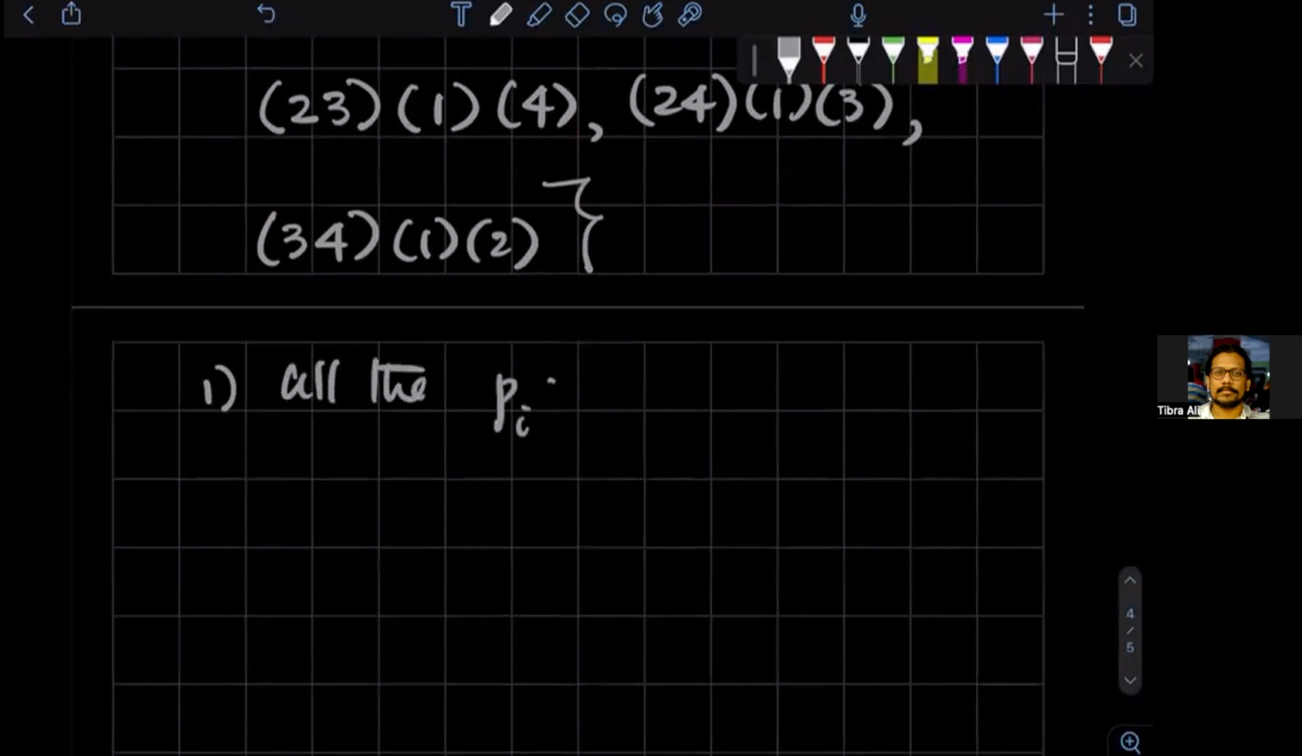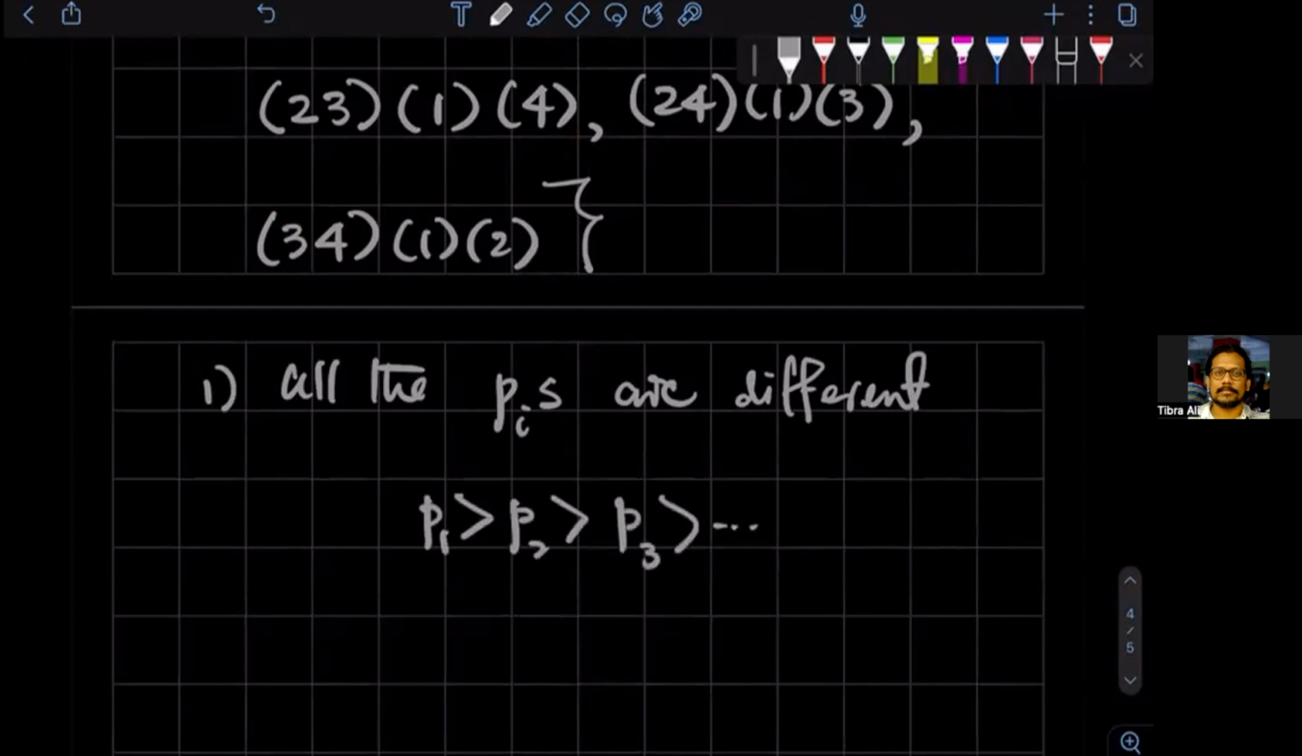All the PIs are different. Okay, so essentially what we mean is that P1 is not equal to but greater than P2, which is greater than P3, and so on, greater than PR.